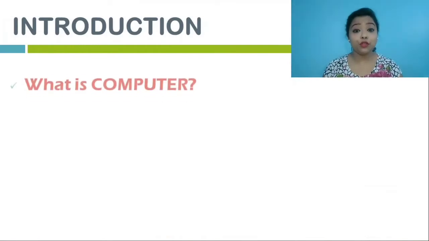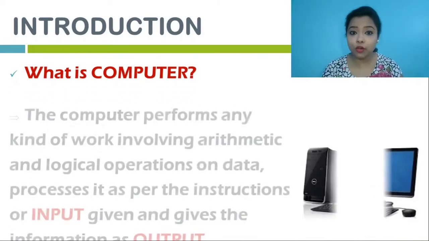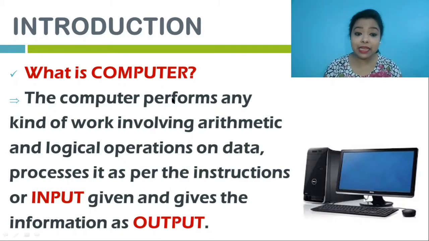So first thing you need to know is what is a computer or how the computer works. In the definition you can see the computer performs any kind of work involving arithmetic and logical operations on data. So basically it will perform arithmetical, that means the numeric task, and the logical, that means the checking task on the data. So here it processes as per the instructions or inputs given and gives the information as output. So basically the data will be given to the computer as input, and that data will be processed and the information will be produced as output. This is how the computer process works.